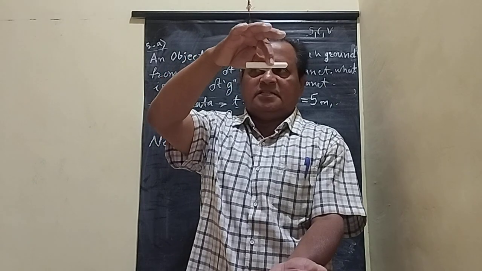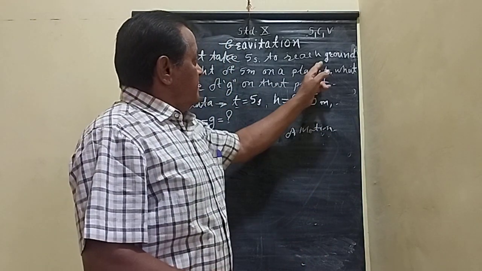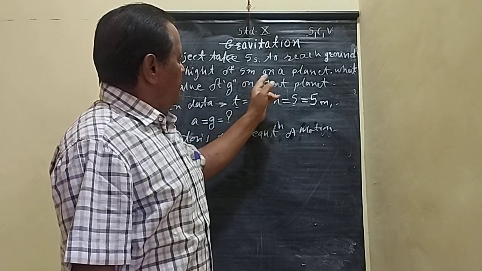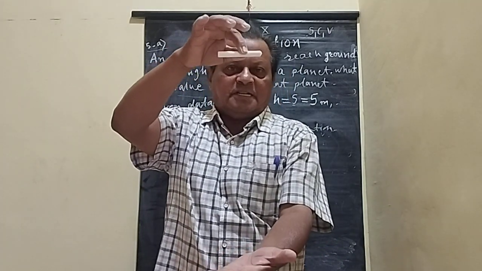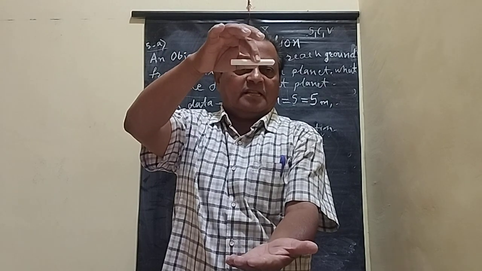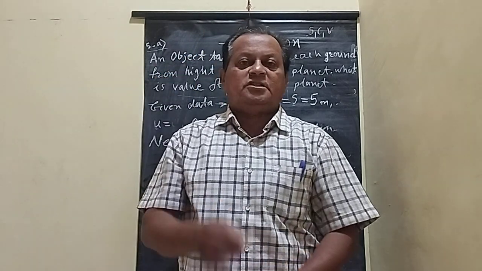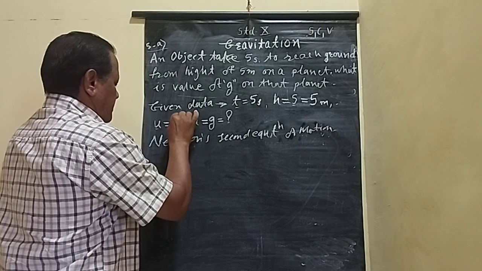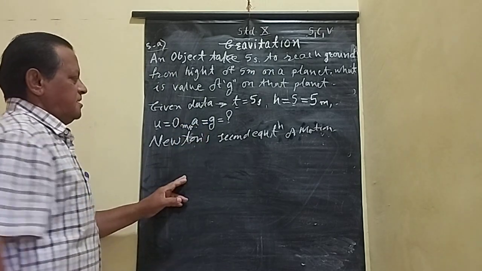And this initial velocity is not actually given here, but the object reaches from a height of 5 meters on a planet. Means the object comes from a 5 meter height like this. This means its initial speed, its velocity, is 0. Though it is not given, we know it: 0 meter per second.